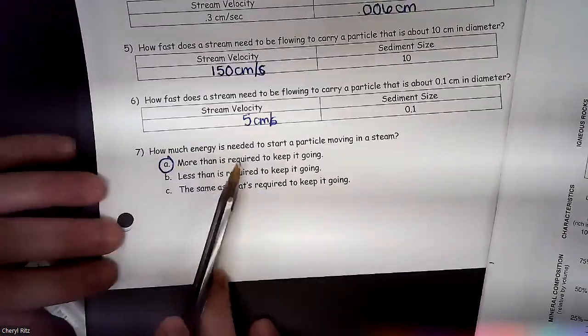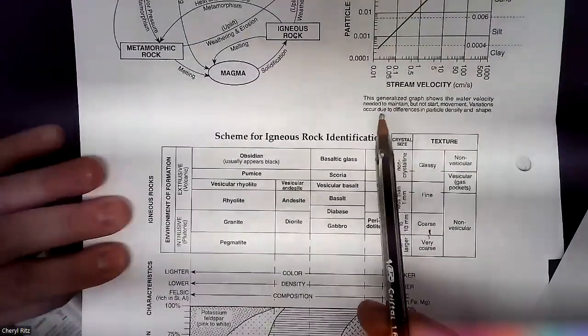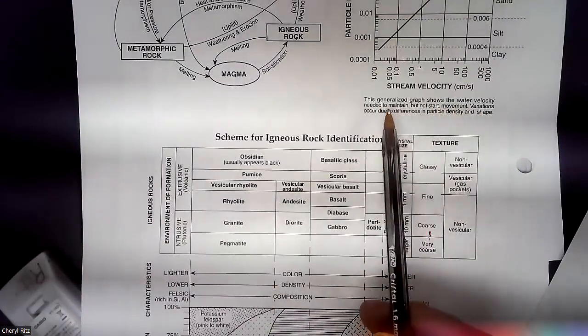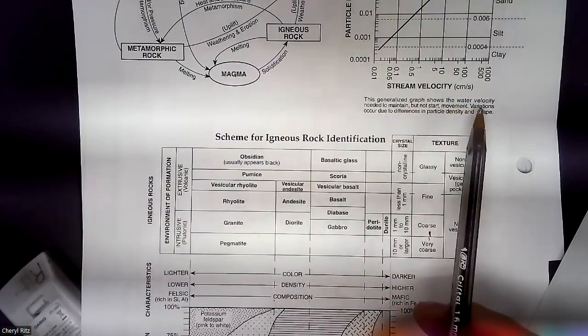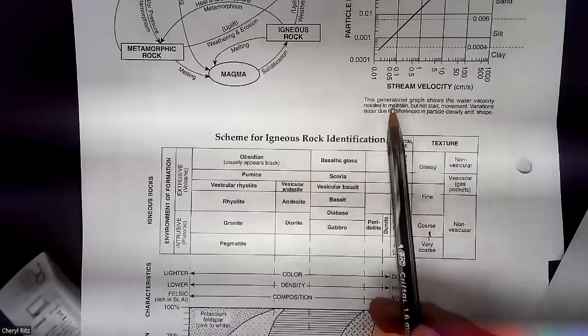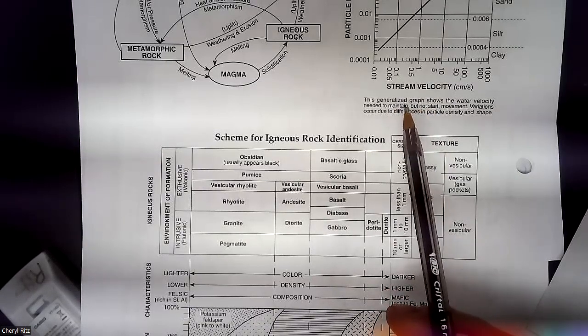And then finally number 5, and then the last one isn't quite on here, but it is in this little reading. It says this generalized graph shows the water velocity needed to maintain but not start the movement. Variations occur due to particle density and shape. So what does it mean this is the water velocity needed to maintain? So how much energy is needed to start the movement?